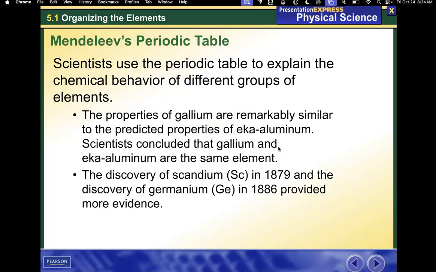Scientists used the periodic table to explain the chemical behavior of different groups of elements. The properties of gallium are remarkably similar to the predicted properties of Eka aluminum. Scientists concluded that gallium and Eka aluminum are the same element. The discovery of scandium in 1879 and the discovery of germanium in 1886 provided more evidence.